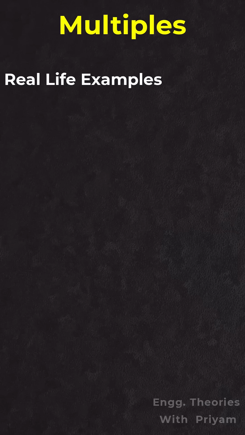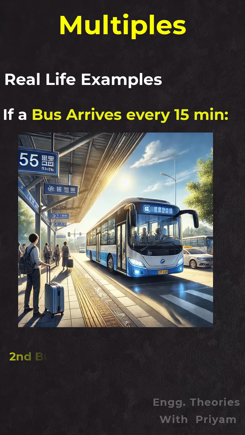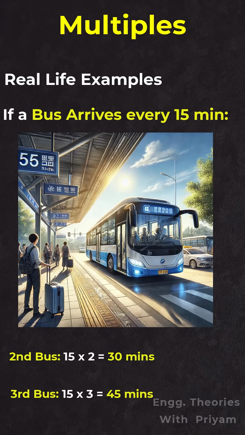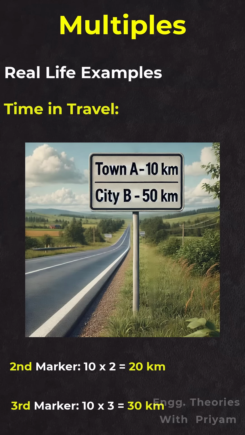Now, let's see some real life examples of multiples. Scheduling. If a bus arrives every 15 minutes, then the times it arrives are the multiples of 15. Setting alarms involves knowing the multiples of the time intervals. Time and travel. Road mile markers show the distance in multiples of 10.